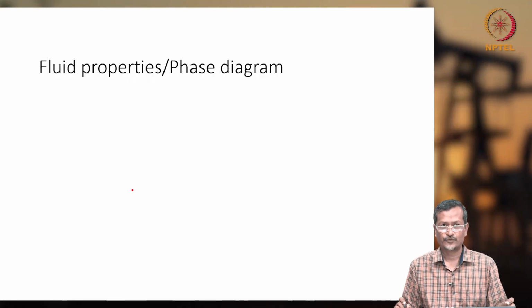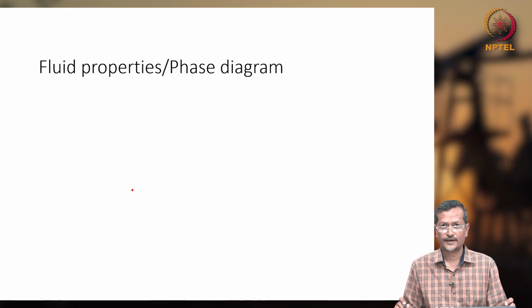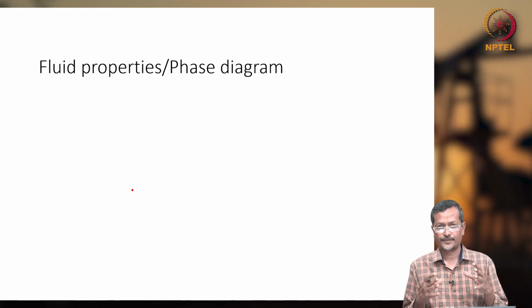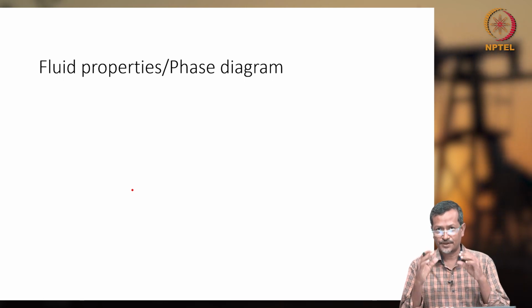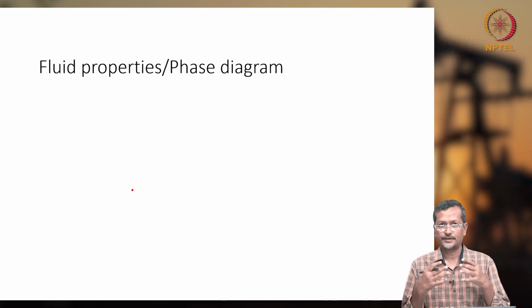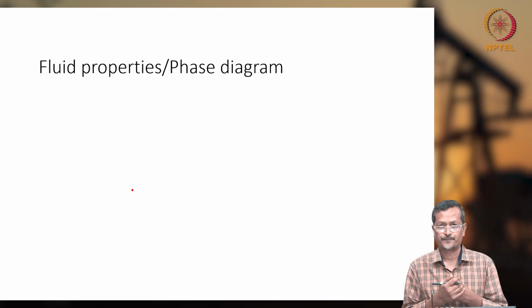Today I'll discuss the fluid properties of oil and gas. When you get oil and gas from a reservoir, the reservoir fluid properties will change because temperature and pressure change. Why do temperature and pressure have an effect? There are different physics I'll explain during this lecture.